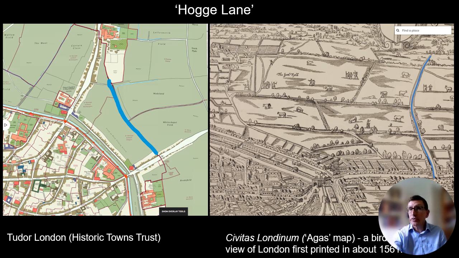Incidentally, Hog Lane still survives, but it's gone through two name changes since then. It's now called Middlesex Street, but from the mid-17th century until the early 19th century, it was more famously called Petticoat Lane, the location of a well-known market that still takes place today.